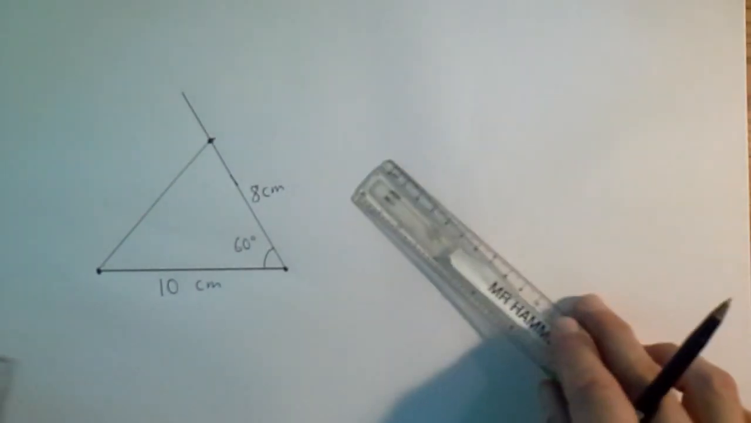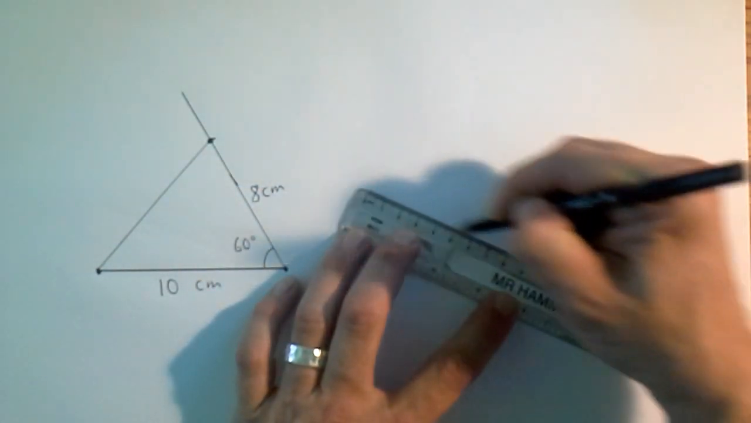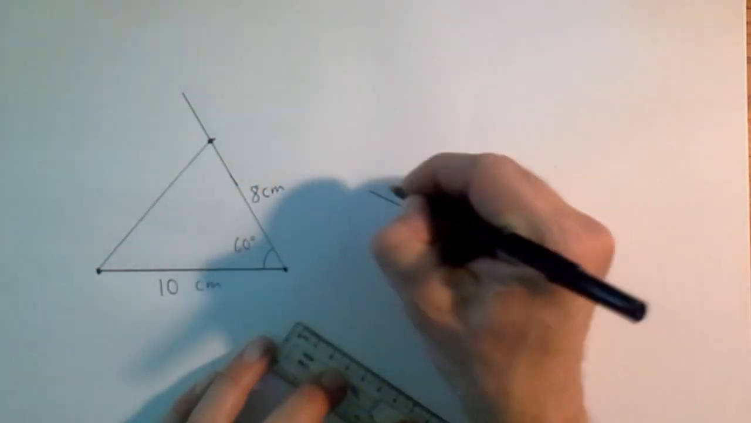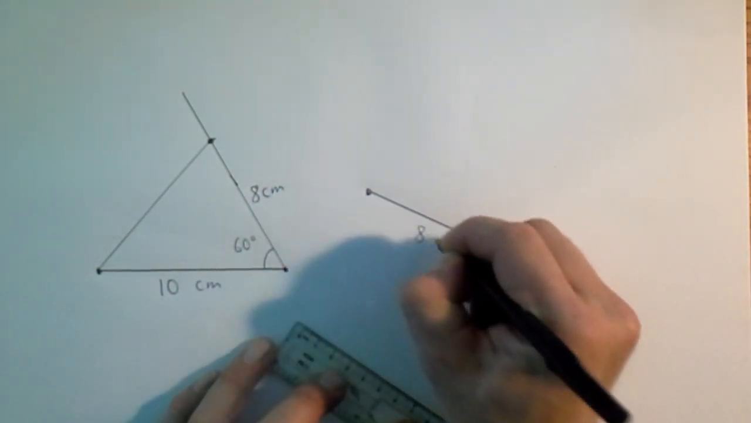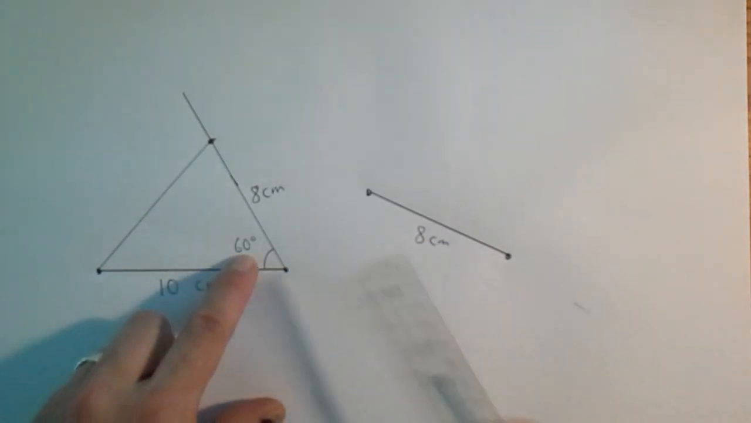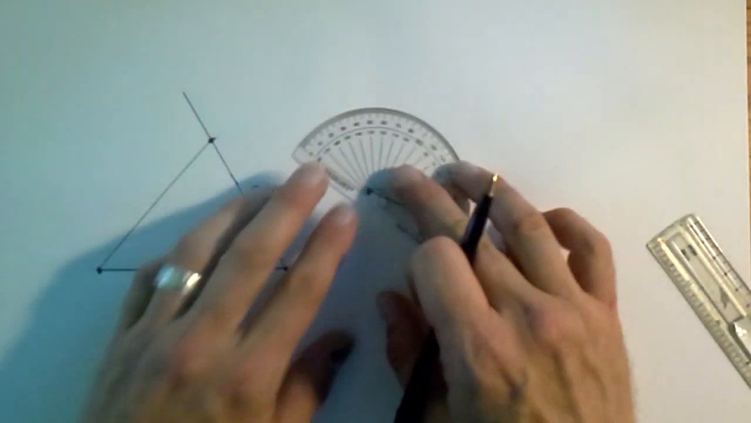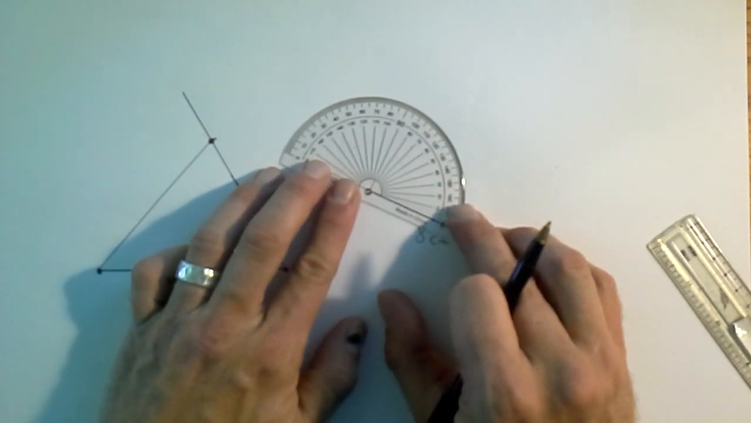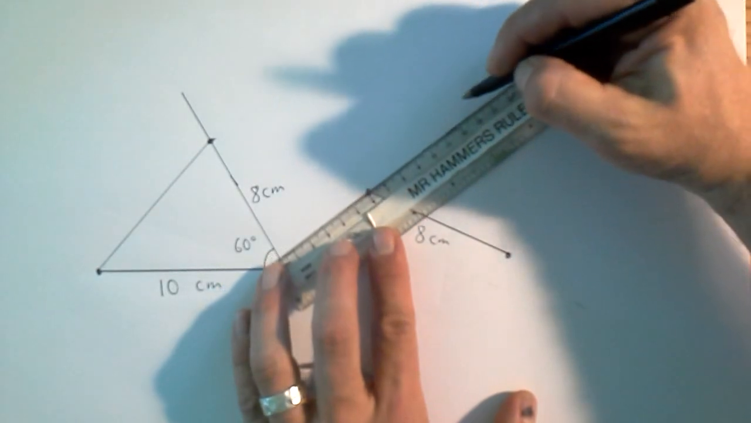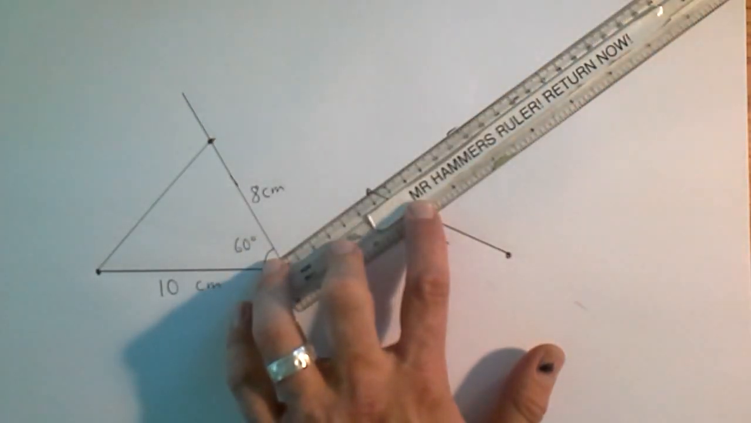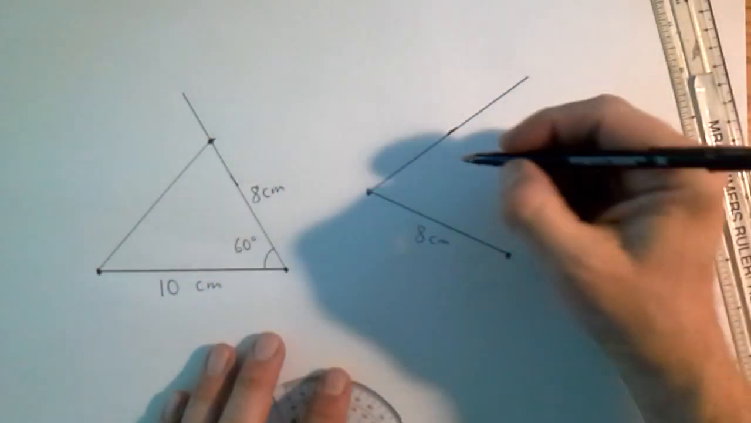So again, we can create another one. I'll do it maybe only a little bit sideways. Let's start with the 8 centimeter side, this side. So I've got an 8 centimeter side. I'm going to mark my vertices nice and large. Here's my 8 centimeter side. Now on that 8 centimeter side, I have to have a 60-degree angle. Let's put it up way over here. There's my 60.